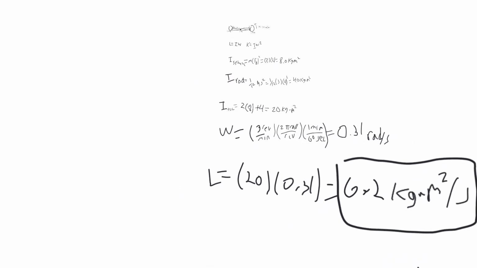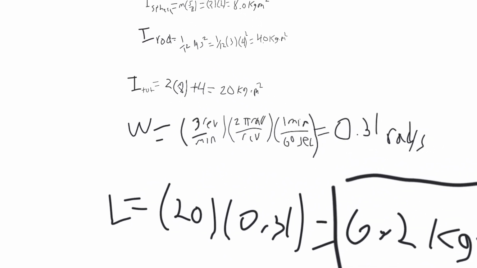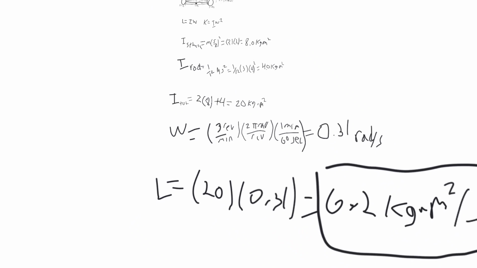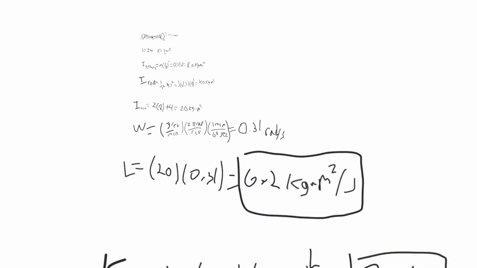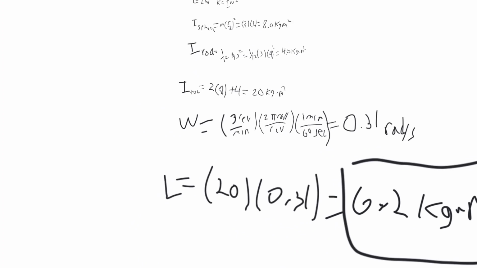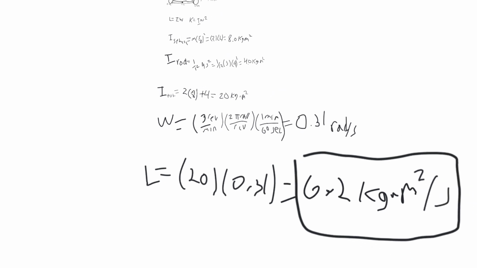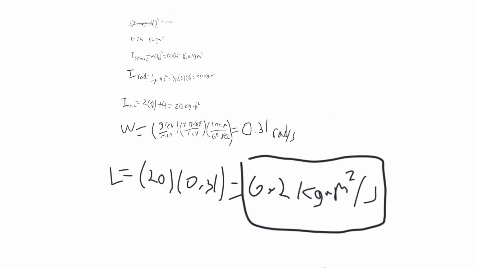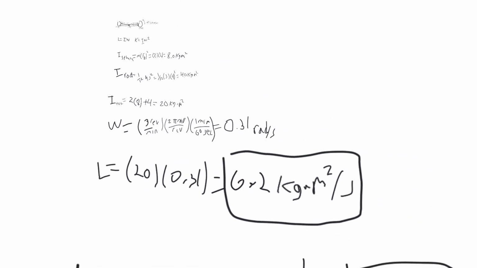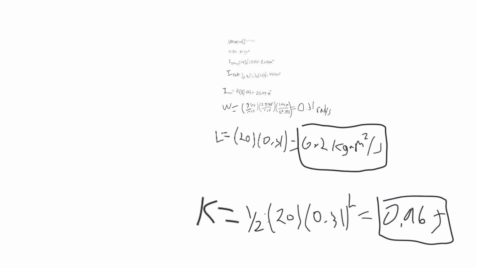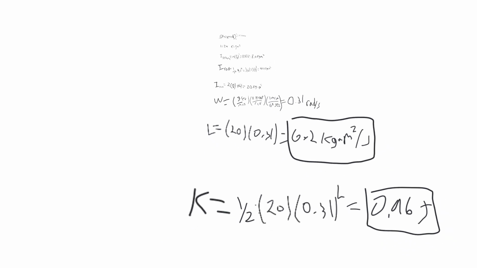Now the last thing we need is the angular velocity, and we have part of that. We just have to adjust it to radians per second, since we have it in revolutions per minute. We do that by multiplying by 2 pi over the revolutions and then converting the minutes to seconds, and we get 0.31 rad per second, right? And that's going to be our angular velocity.